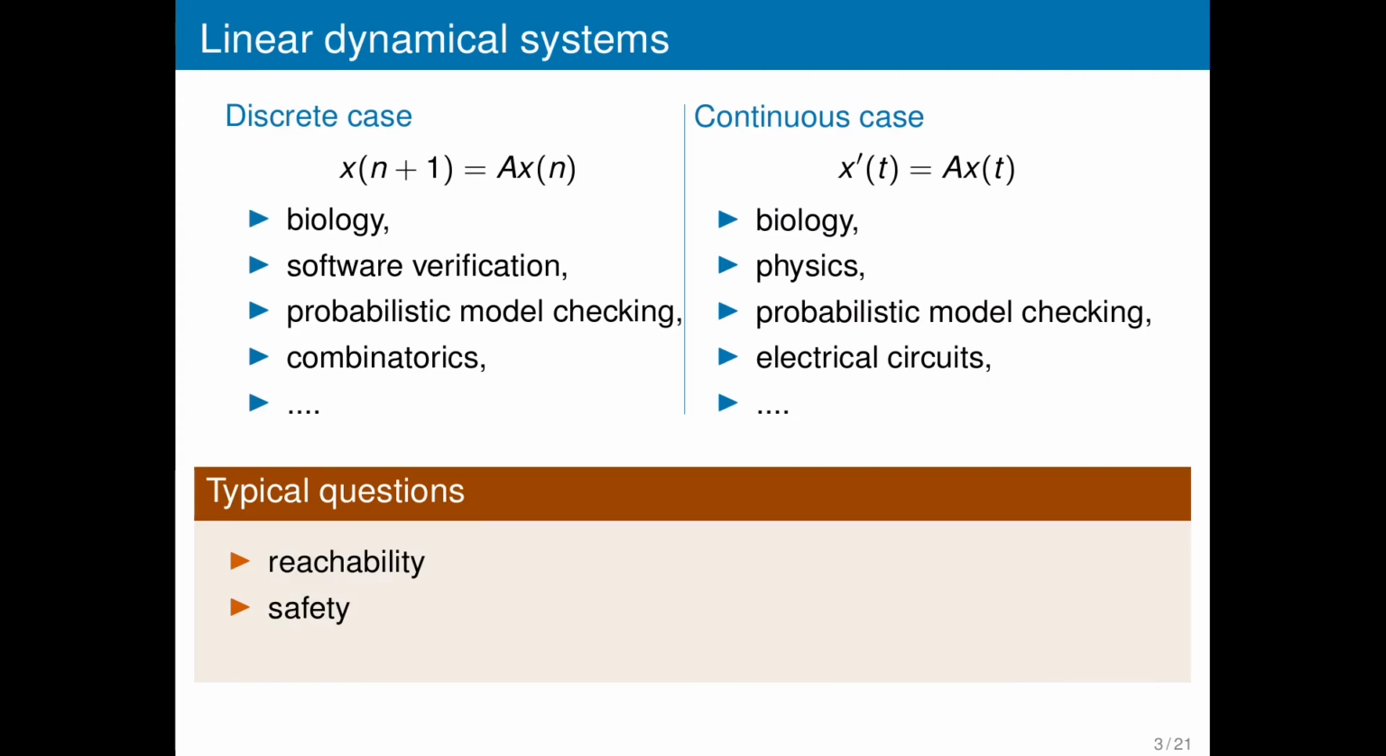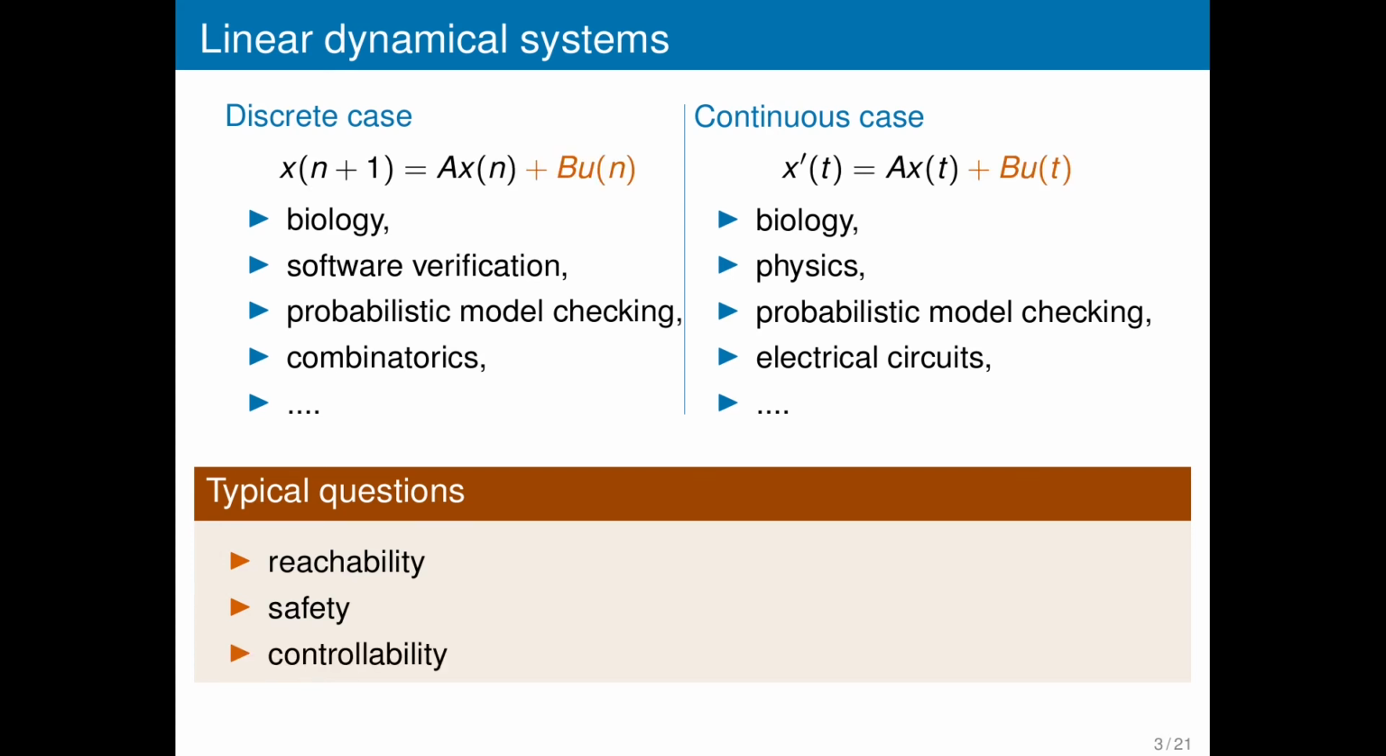More generally, linear dynamical systems, either in the discrete case or the continuous case, appear everywhere, such as in biology, software verification, probabilistic model checking, combinatorics, electrical circuits, and many more. Typical questions include reachability, safety, and when we add a control to the system, controllability. There are many more questions, such as optimal control, feedback control, stability, and so on, but I will not talk about them in this presentation.